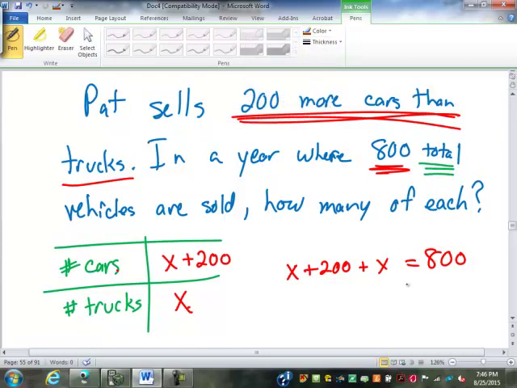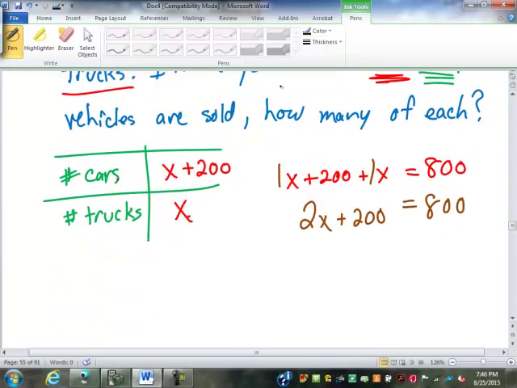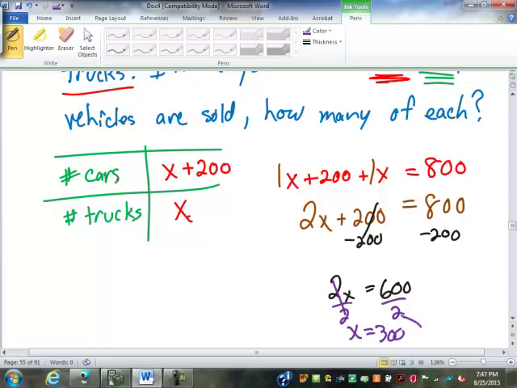Now what do we do? One x and 1x make 2x plus 200 equals 800. From there we subtract 200. 2x equals 600, and then divide by 2. So now that we have that x is 300, how do we use that to answer our question?